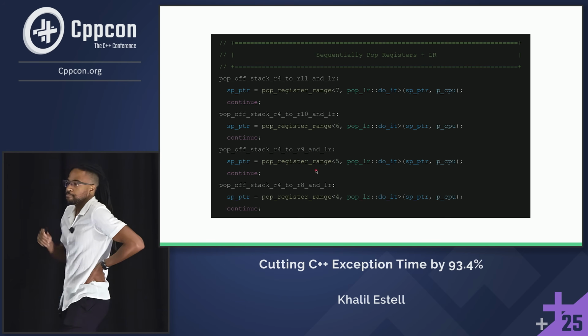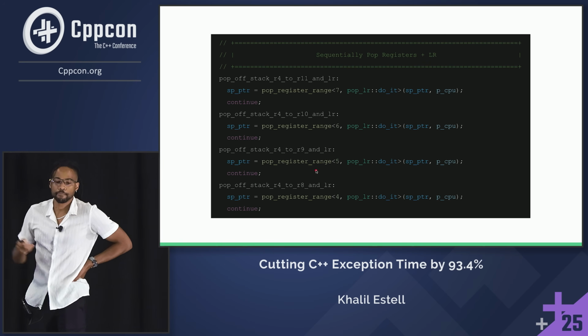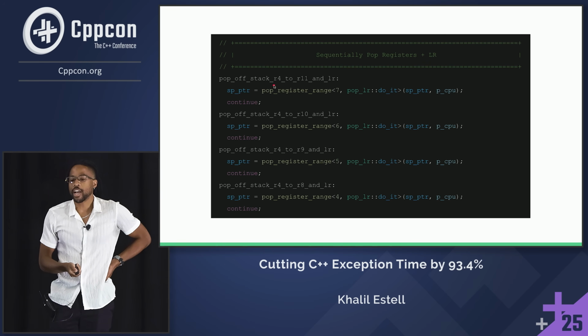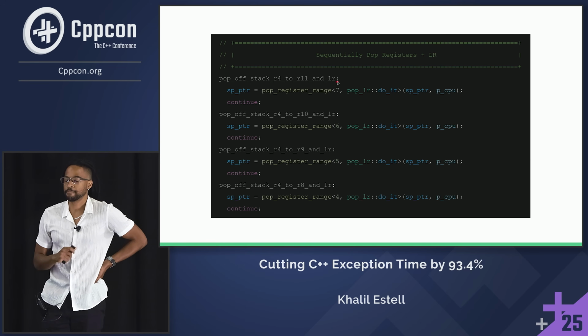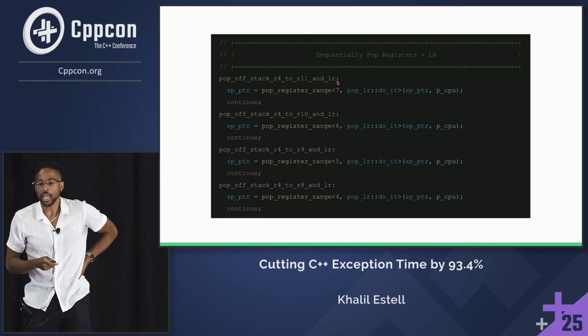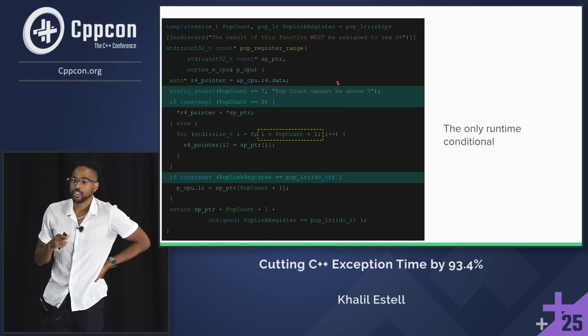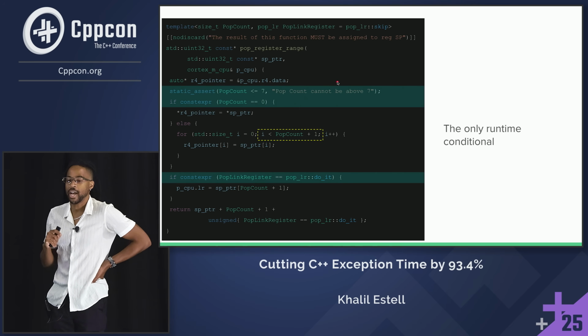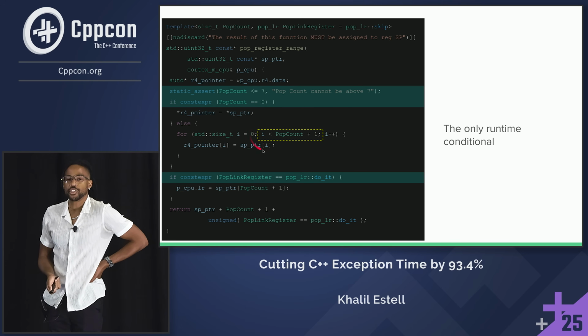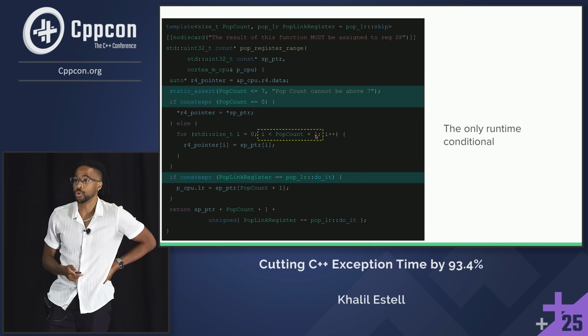So here's one of the functions, or one of the sections here. Here's one of the labels, pop off stack R4 to R11 and link register. This will do exactly what it says. This function is a bit long, kind of big, but the main thing here is that the majority of the code in this is compile time. And since it's compile time, the compiler knows there's only a certain sequence of operations that need to be performed. And even though this is a runtime checked value, because it's not constexpr back here, the compiler knows everything it needs to know in order to unroll this for loop.